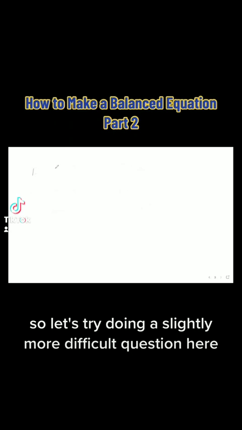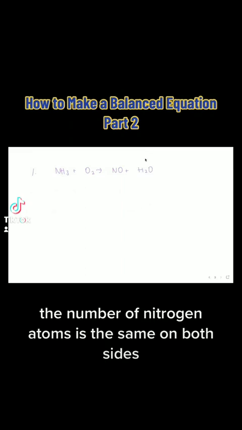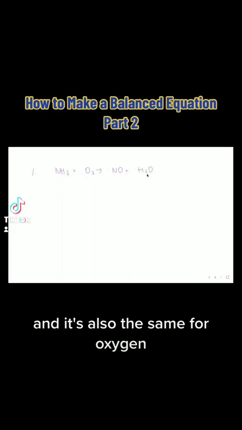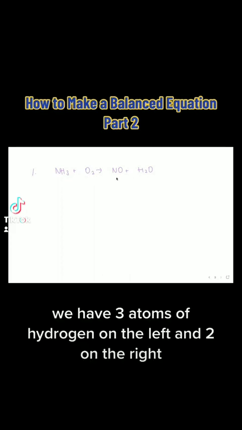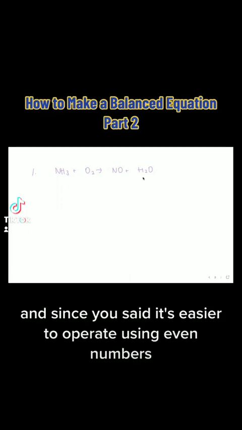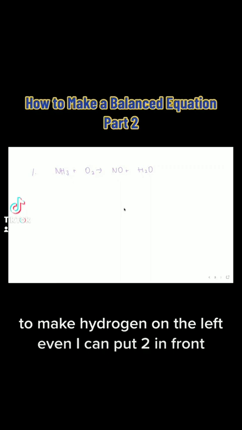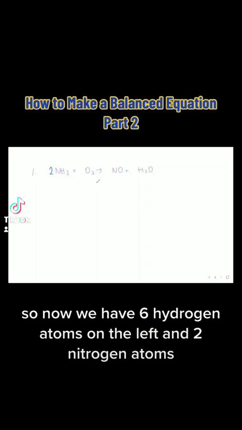So let's try doing a slightly more difficult question. Here, the number of nitrogen atoms is the same on both sides, and it's also the same for oxygen. But we have 3 atoms of hydrogen on the left and 2 on the right. And since you said it's easier to operate using even numbers, to make hydrogen on the left even, I can put 2 in front. So now we have 6 hydrogen atoms on the left and 2 nitrogen atoms.